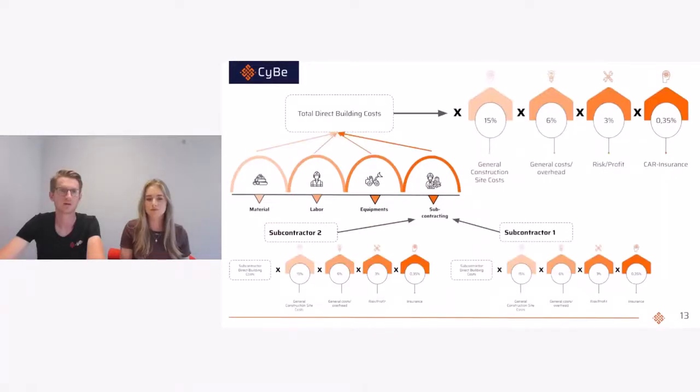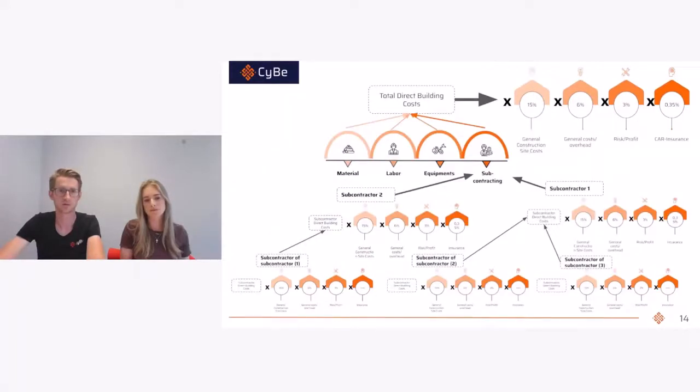So we have the subcontractors, and all the subcontractors will do the same math for the direct and the indirect building costs. This means the total costs of the subcontractors are also multiplied with the general construction site costs, general overhead, risk, and also insurance. What we are seeing is that this is also done by the subcontractors of the subcontractors. So on this page, you can see that the subcontractor of the subcontractor is also doing the same math as the general contractor. And by this, the costs of the subcontracting are getting higher and higher. So this is a thing to take into account when you are contracting your subcontractors.